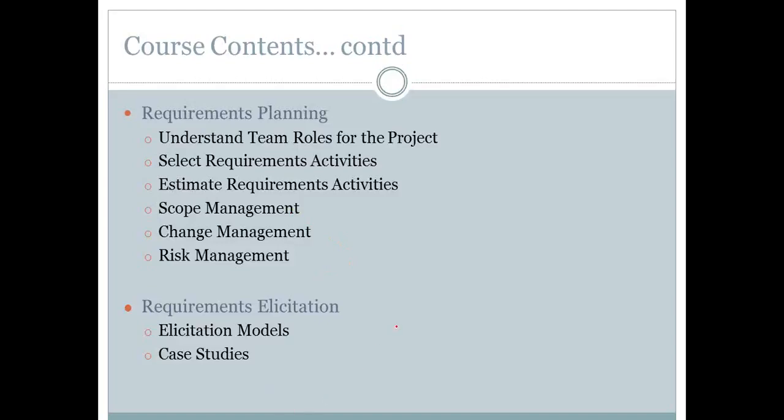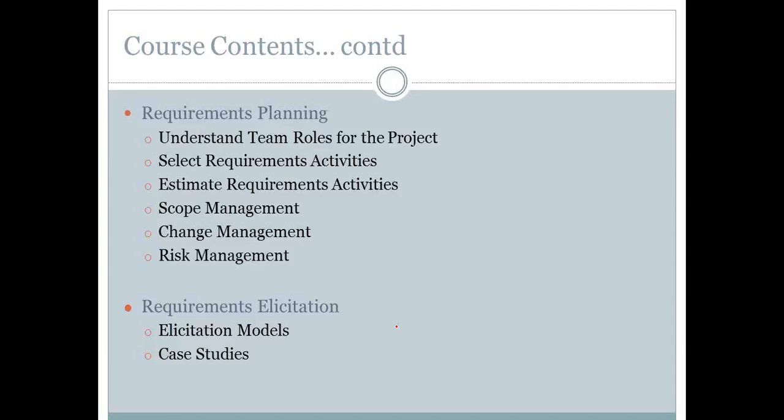Then there are some 10 ways in which you can understand the requirements, right? So we learn those 10 techniques, and also understand in what context each one of them would be relevant, right? So this helps us in understanding or eliciting the requirements in a better way, engaging the customer to understand the requirements in a better way.